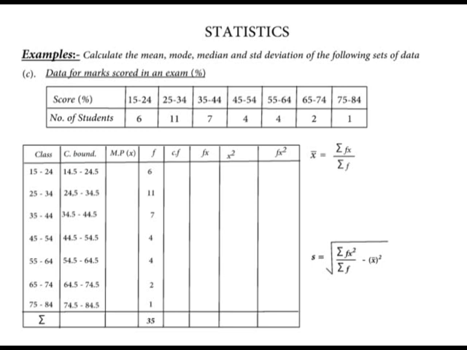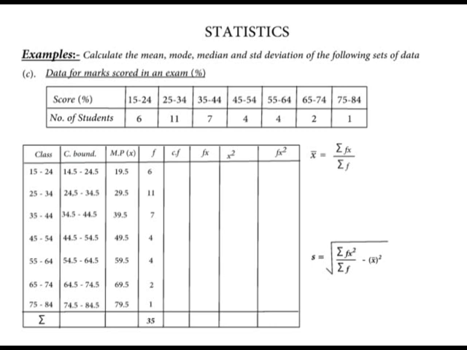Midpoints. We find the average of the class limits. First one, 15 plus 24 divided by 2 is 19.5. 25 plus 34 over 2 is 29.5. All the way to the last one, 75 plus 84 over 2 is 79.5. Then the frequencies, if we add all the frequencies, then we shall have 35, which is the summation of f.